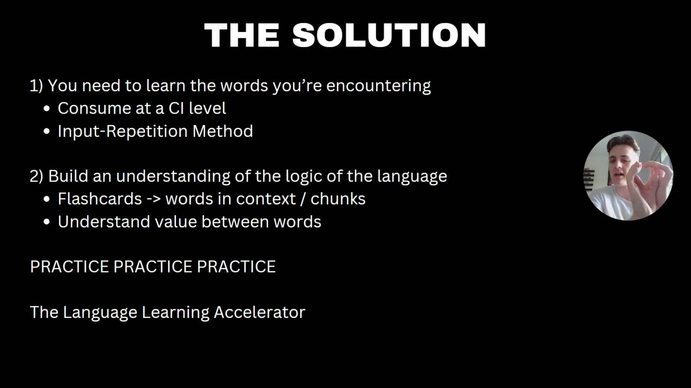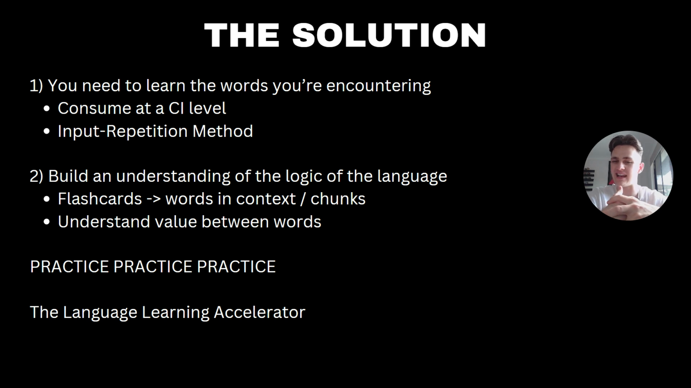looking at the whole sentence and understanding what the sentence means as a whole is much more important than just words. So what is actually the solution to this? Well, one, you need to learn the words you're encountering. We already said that. So consuming at a comprehensible input level, so basically not too easy, not too hard, is the best thing to do. And then also the input repetition method, which I also already mentioned.